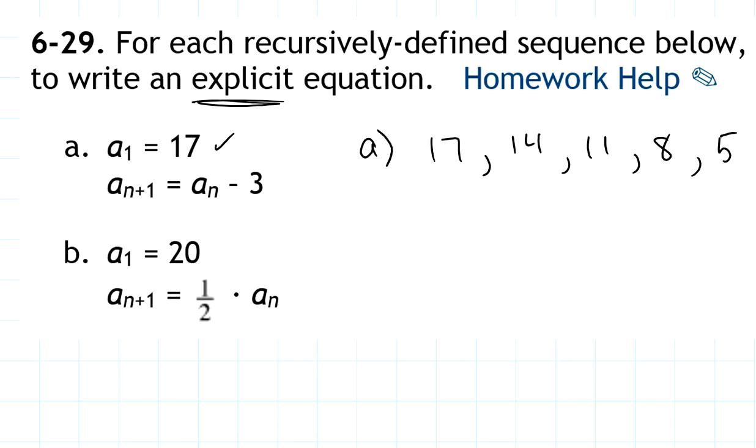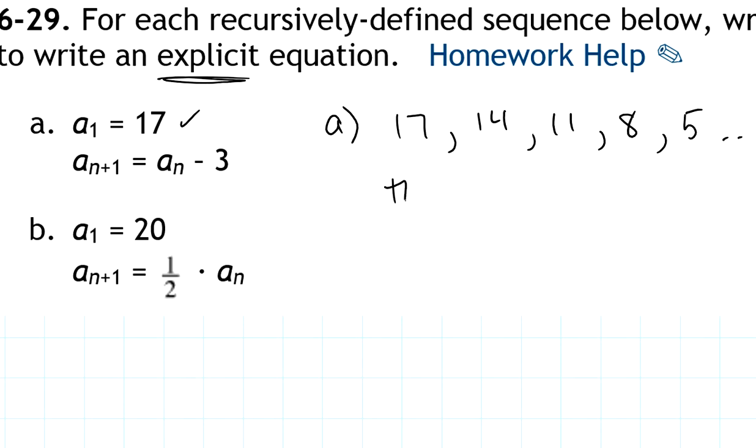If I want to write the explicit rule for it, remember we need to know the zero term. So the zero term is the term that occurs before the first term. My first term is 17, and to move forward in this sequence, I'm subtracting 3 each time. So if I want to go back and get the 0th term, I'm just going to add 3. 17 plus 3 would give me 20. So here's my 0 term.